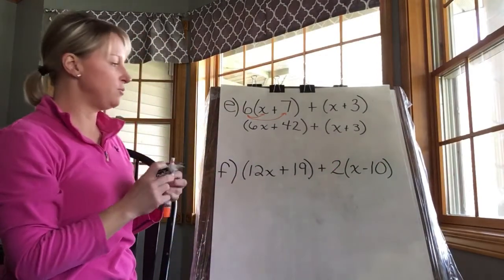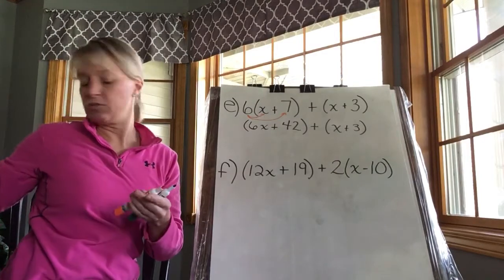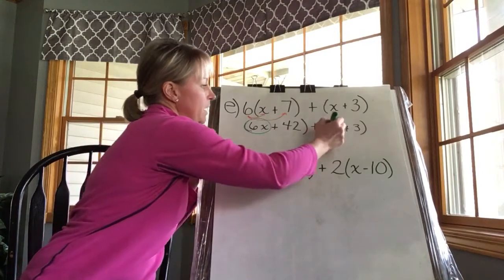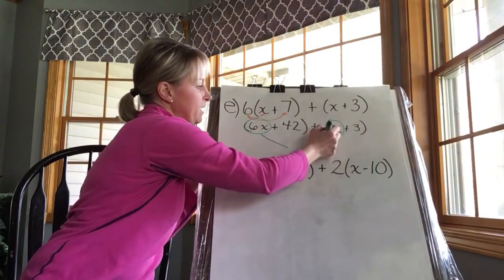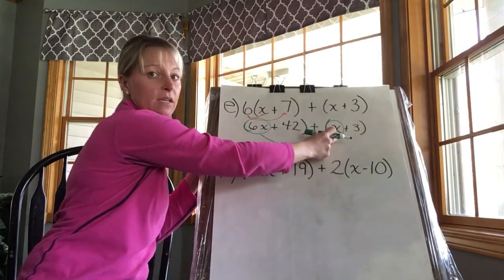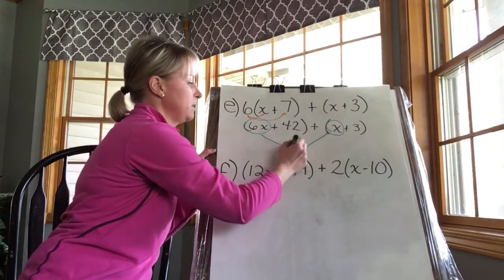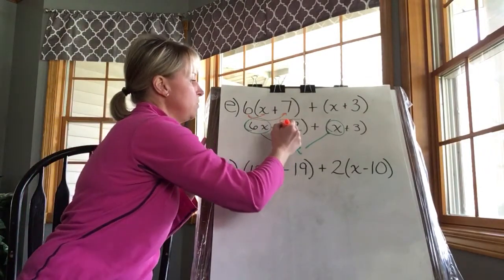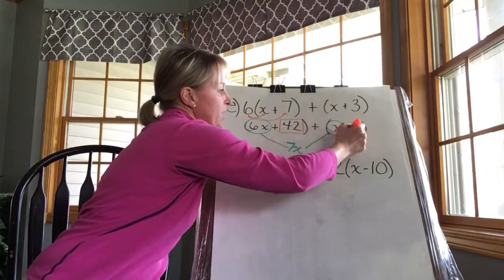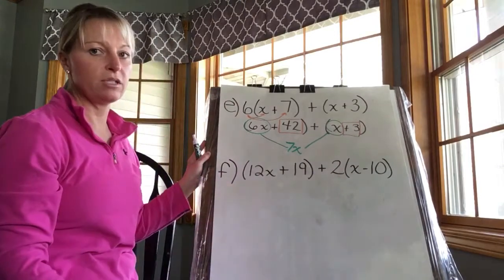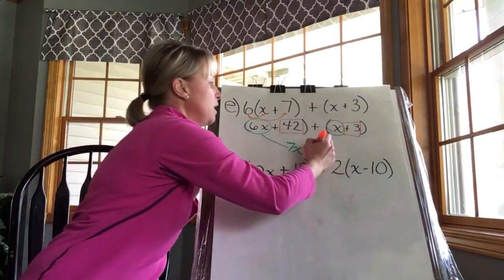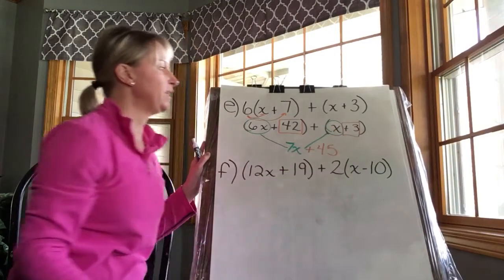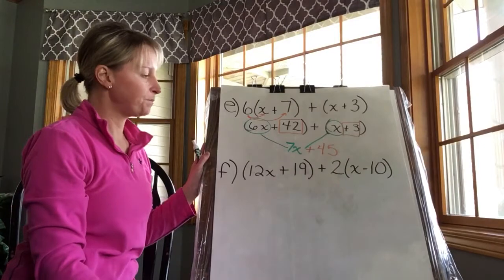So now I'm going to circle and combine my like terms. So I have 6x and an x. Combining the 6x and x, that's like 1x. So 6 plus 1 is 7x. I have 42 and a positive 3. So 42 plus 3, because they're both positive, makes it 45. So it's a positive 45. And we leave our answer like that.